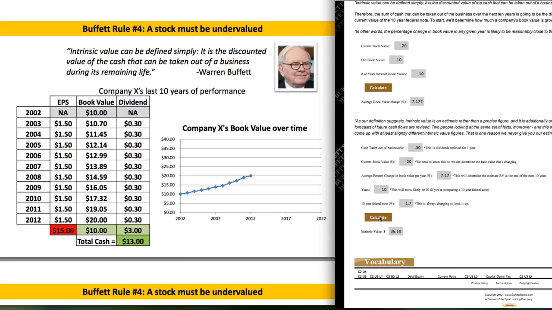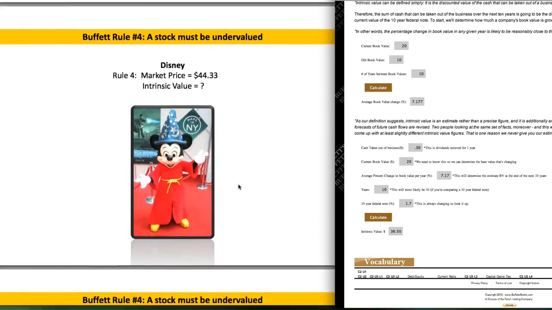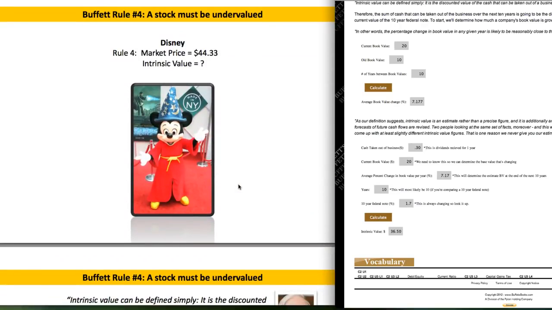So we're going to go ahead and move on to Disney, and we're just going to move our slide here. So let's do this for real with the Walt Disney Company. Like I said before, the market price for Disney is $44.33. So let's go ahead and figure out what that intrinsic value is for Disney.